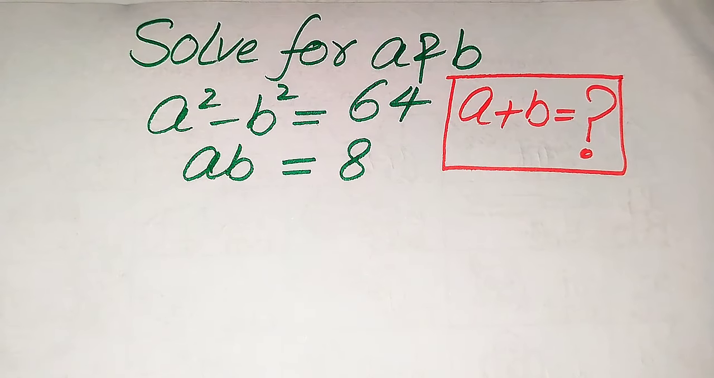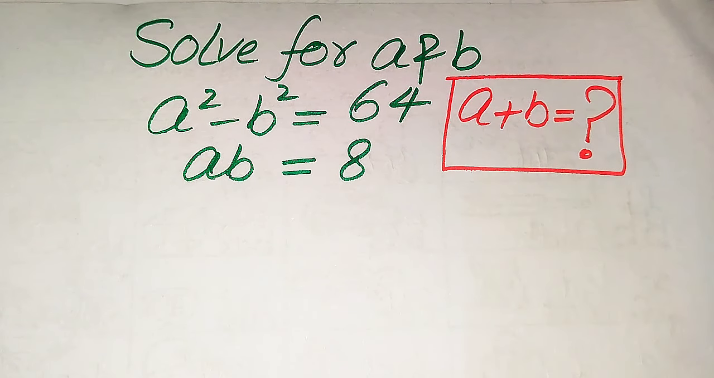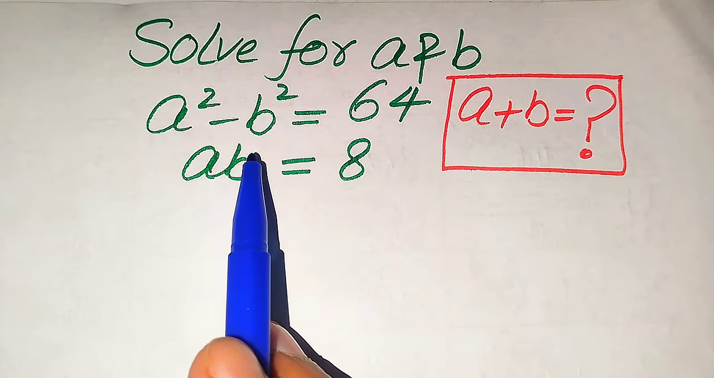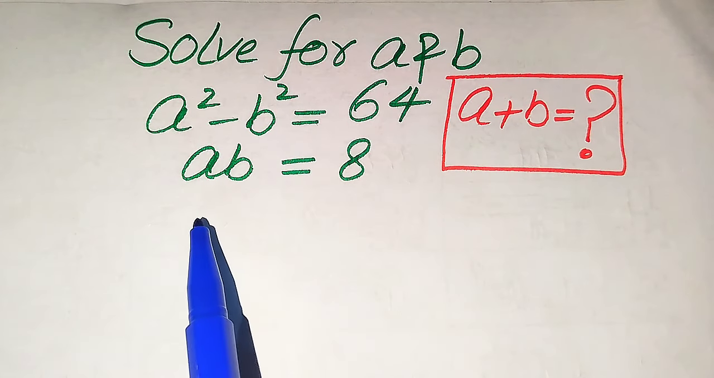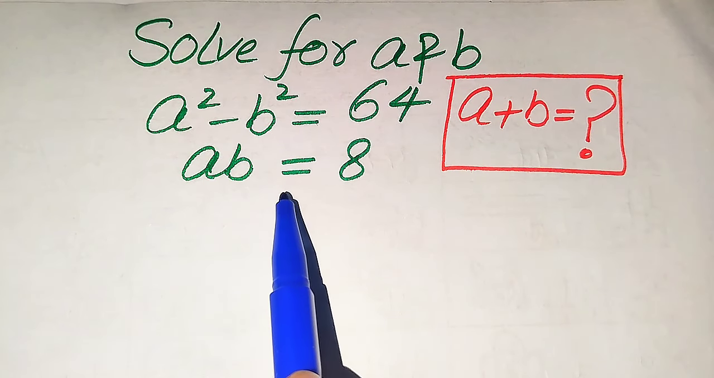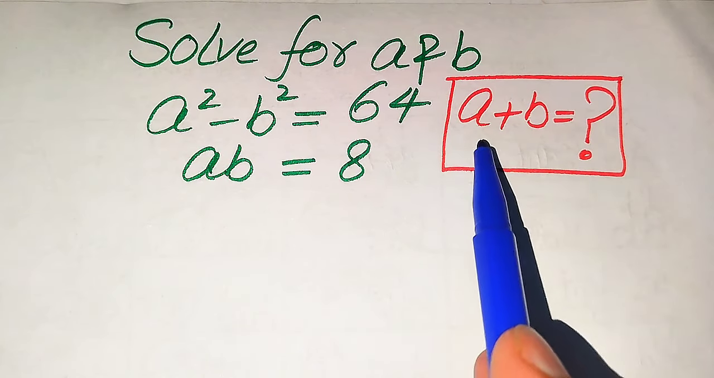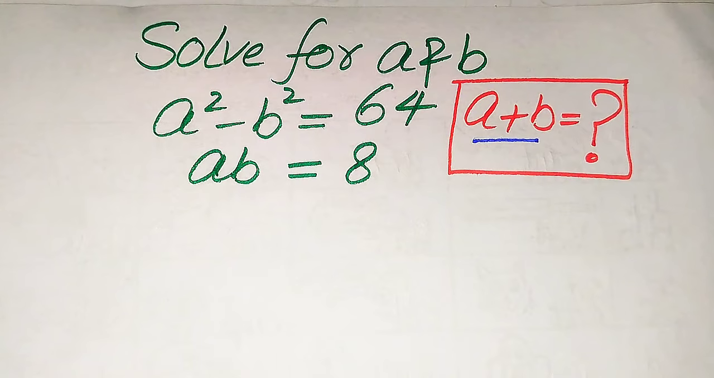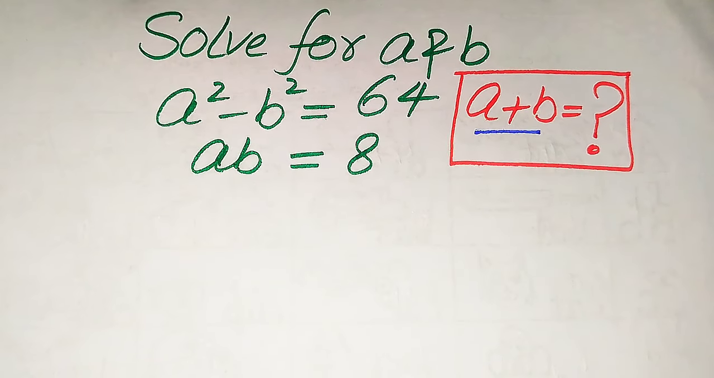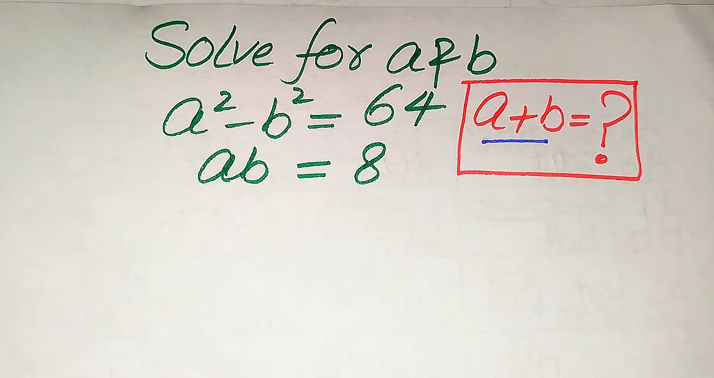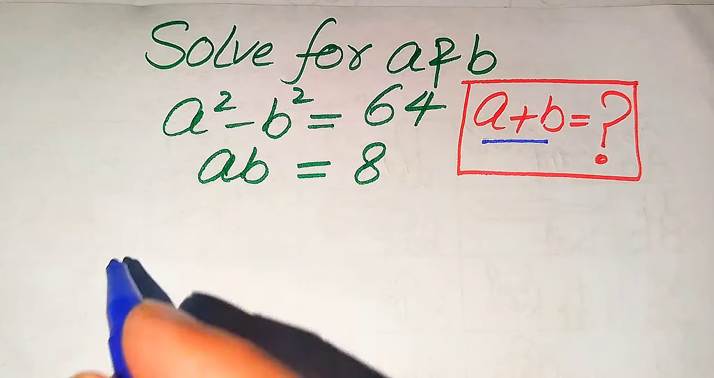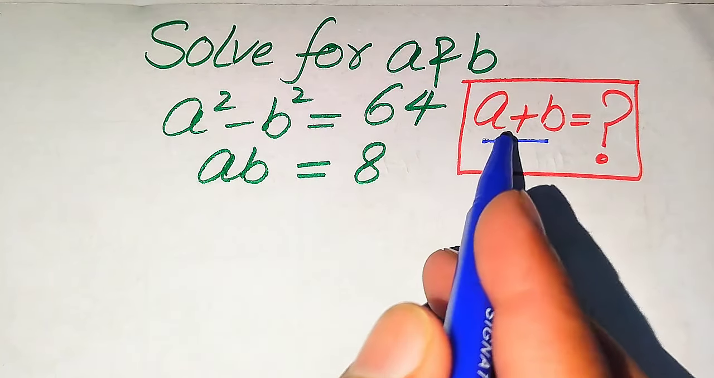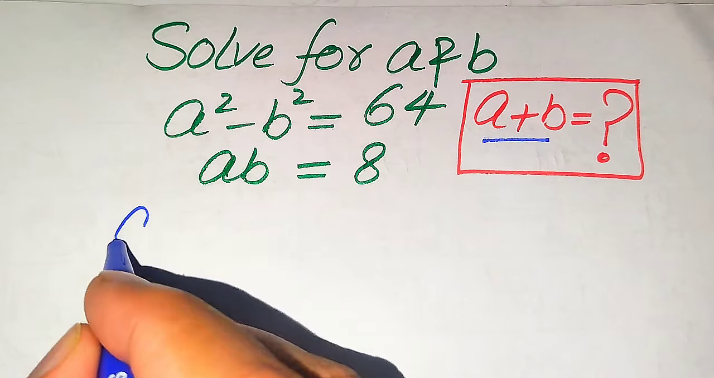Hello everyone, how to solve this problem for the values of a and b if we have a square minus b square equals 64 and ab equals 8, and we solve this problem for the value of a plus b. So here we need to just find the value of a plus b. For this we solve this problem with the help of this algebraic formula. You know about that. In order to find the value of a plus b, we use this formula.